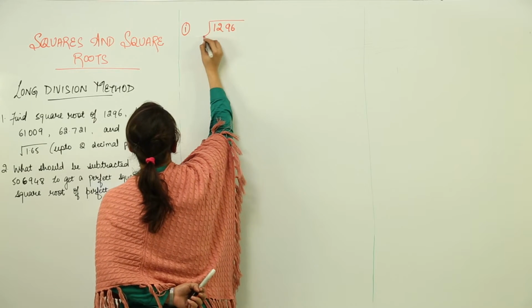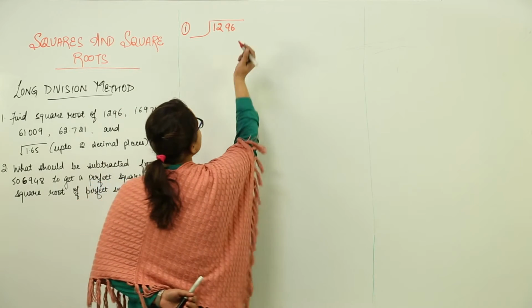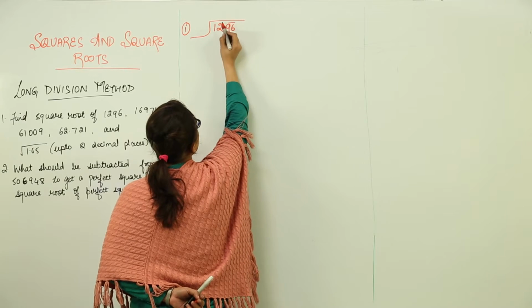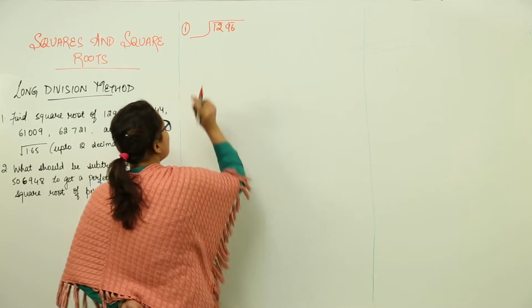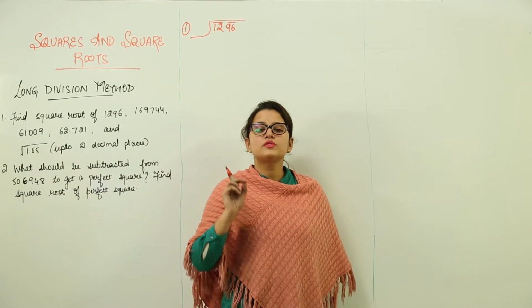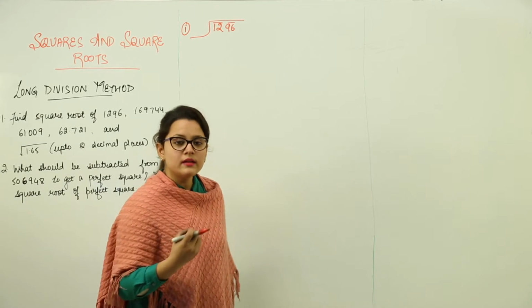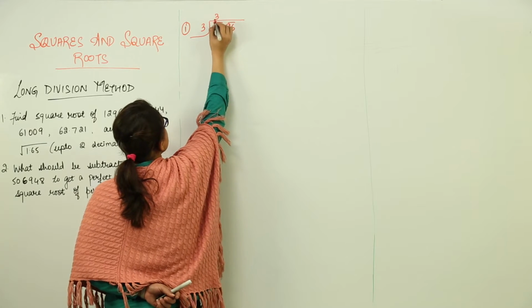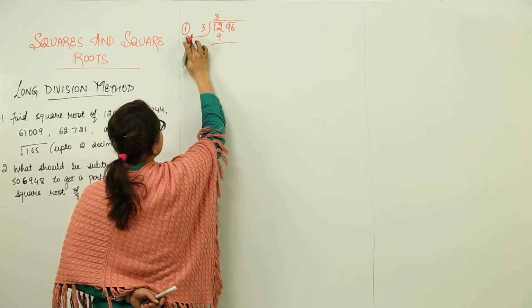We will make the division sign as we used to do earlier, right? Now we will have to do the grouping. Your grouping starts from the right hand side: 12 and 96, we group two numbers. Now you have to think of a number whose square is either equal to 12 or less than 12. So we know that would be 3. 3 3s are 9. We are left with the remainder.